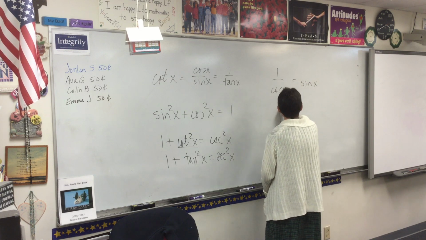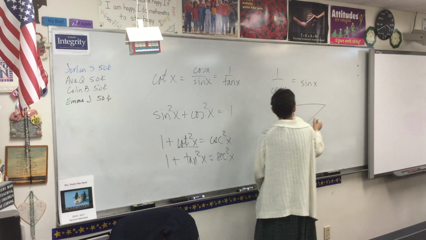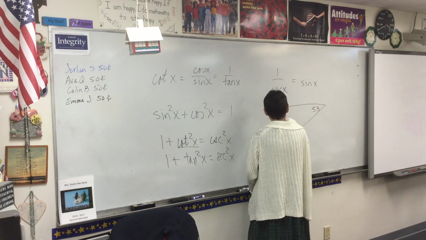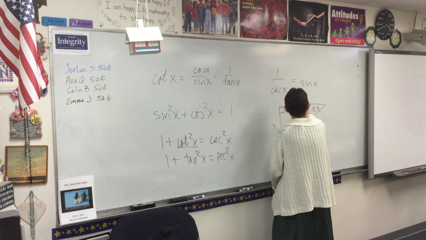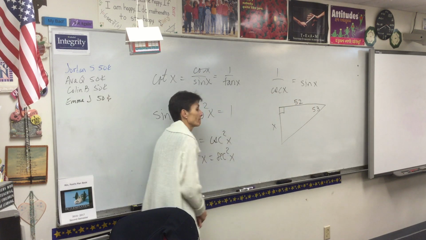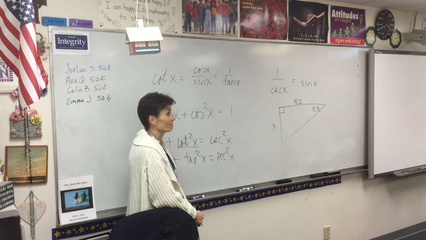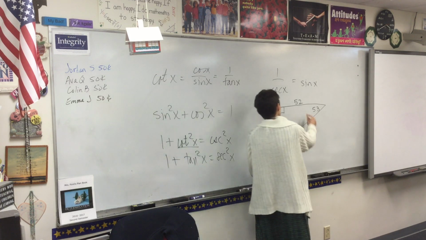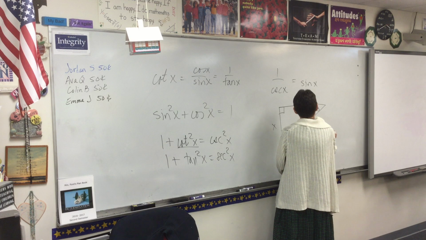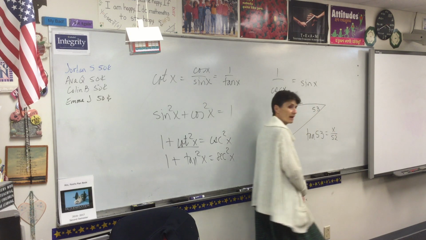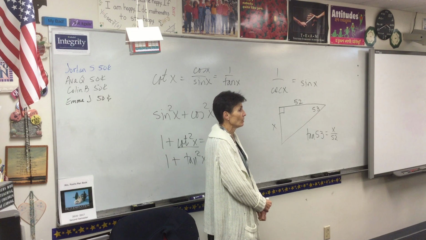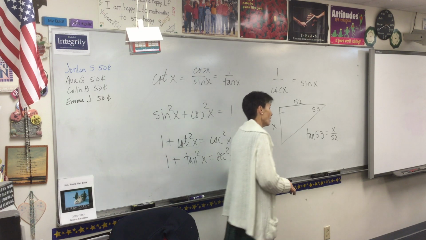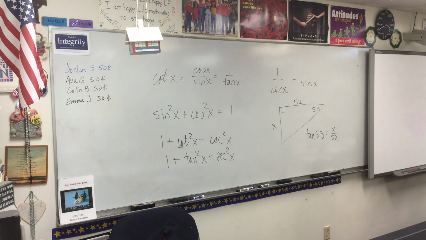And last but not least, because you're going to have to do this on your test, on your quiz: tangent 53 equals... Tangent 53 is x over 52, right? Tangent, opposite over adjacent. All right, next time I see you, we have a quiz like that. Be ready.